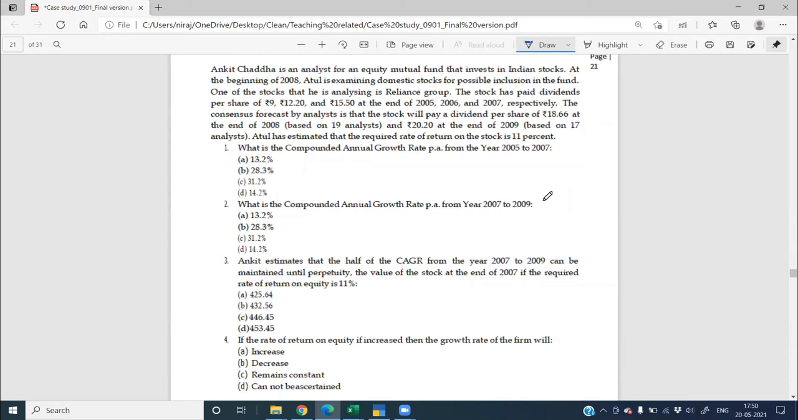Ankit Chadda is an analyst from an equity mutual fund that invests in Indian stock. At beginning of 2008, Ankit examined domestic stock for possible inclusion in the fund. One of the stocks that is being analyzed is Reliance Group. The stock has paid a dividend per share of 9, 12.20 and 15.5. Okay, एक जगह पे information को लिखते जाते हैं because काफी information होगी सब में.